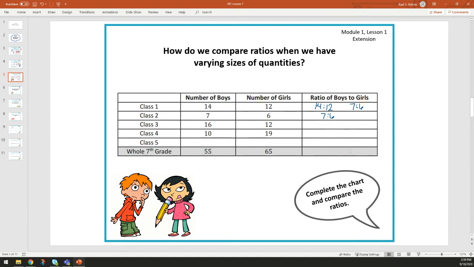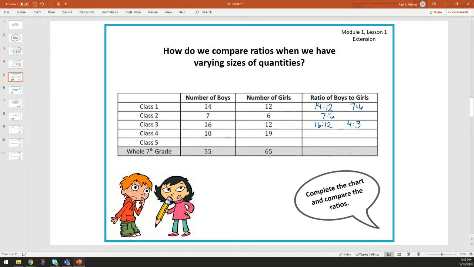My class number 3, my boys to girls, is 16 to 12. So when I'm reducing that down, I need to think about what can I divide 16 and 12 by? What is the greatest common factor between 16 and 12? They are both even, so I know that 2 will go in, but that's not my greatest common factor. So if you thought of the number 4, 4 would be the greatest common factor for 16 and 12. That is correct. So when I take 4, it will go into 16 4 times, and it will go into 12 3 times. So my bottom ratio there is 4 to 3.